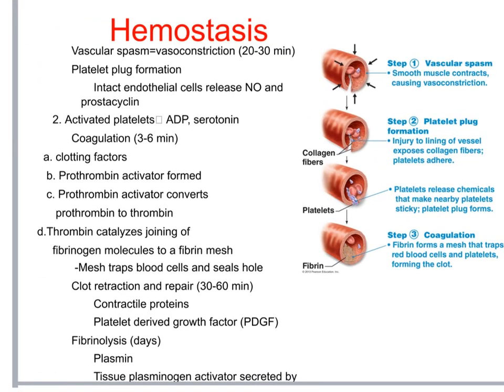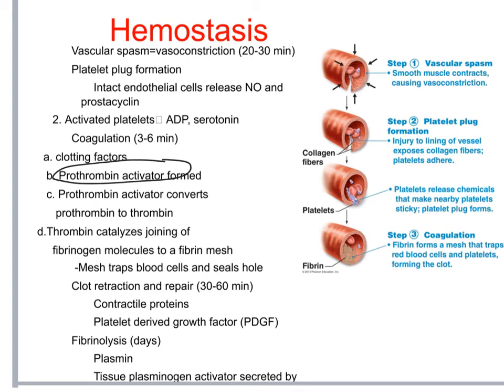And this prothrombin activator, let me circle it here. When it gets formed, it converts a protein called prothrombin to thrombin. Now, prothrombin was a plasma protein that was just floating around, but when this prothrombin activator catalyzes prothrombin into thrombin, thrombin then catalyzes fibrinogen to fibrin.